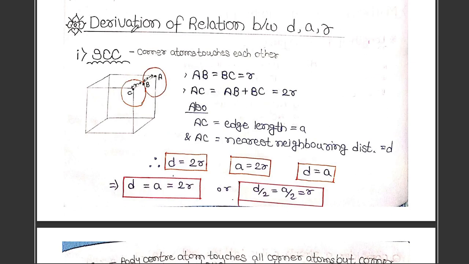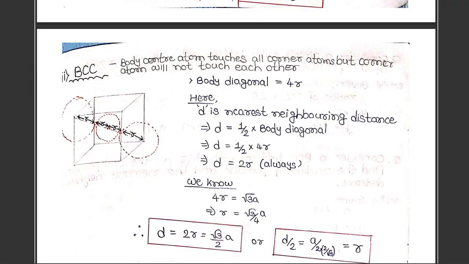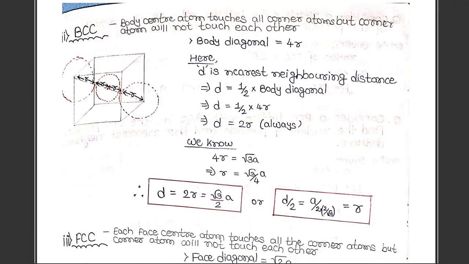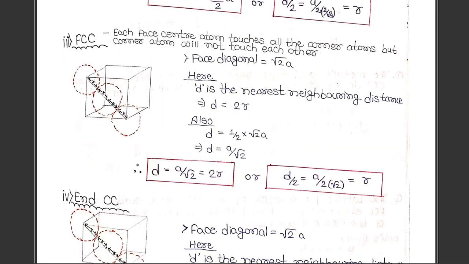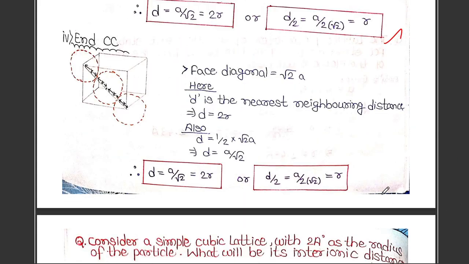Now let us come to the derivation of the relationship between d, a and r. Here is the derivation given: how d = a = 2r, or d/2 = a/2 = r in case of a simple cubic cell. You can take the screenshot. And similarly, the derivation for BCC is given here, and for FCC, the derivation is here, and for end centered unit cell, the derivation is this.